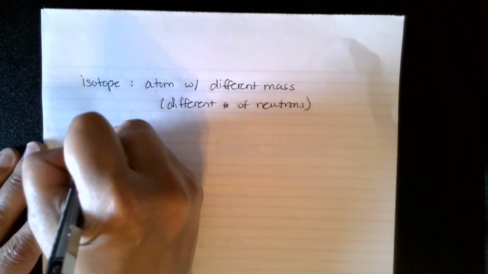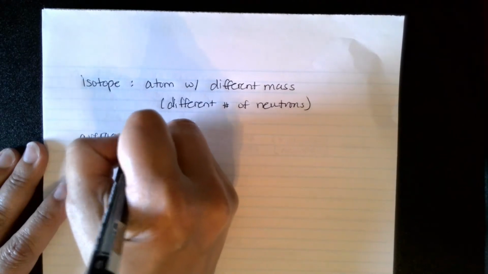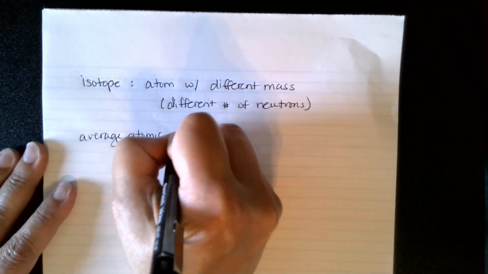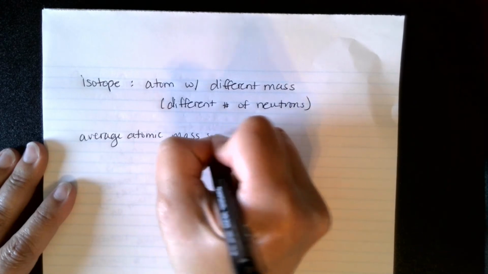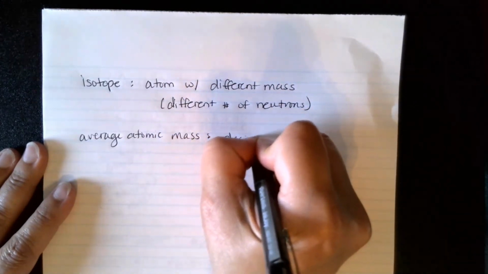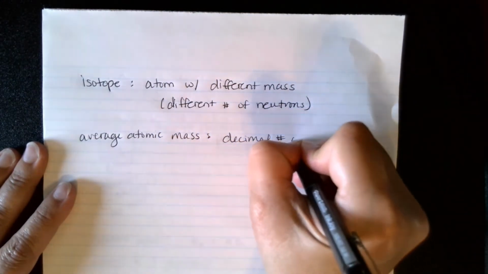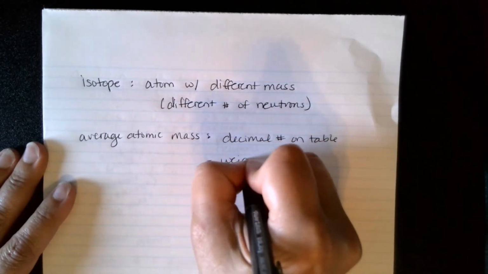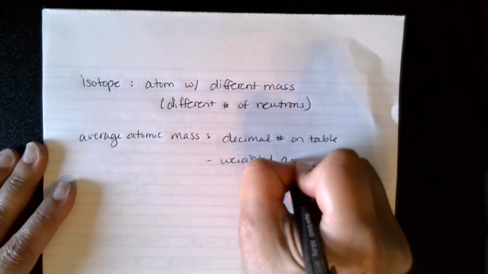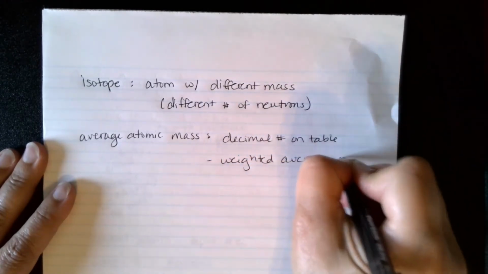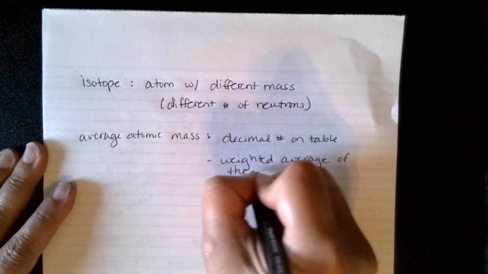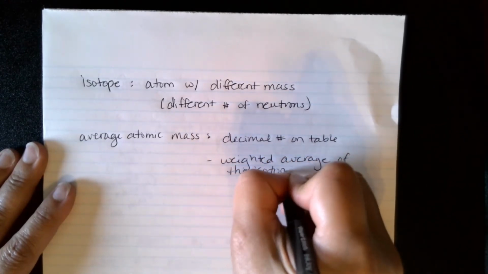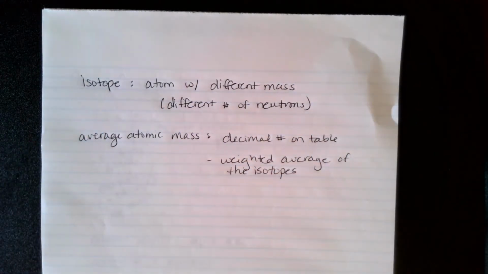Okay, so the average atomic mass is the number that's on the table. So this is the decimal number on the table. And this is the weighted average of all the isotopes of that element. Okay, and because it's an average, it doesn't come out to be a whole number. It comes out to be a decimal number.